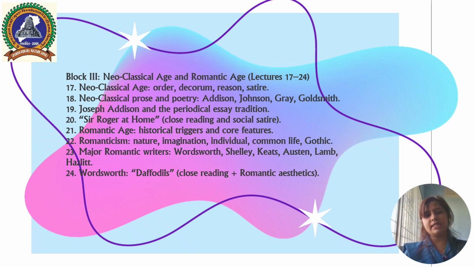Block 3 comprises the Neoclassical Age and Romantic Age. I have divided this block into lectures 17 to 24. We will study the order, decorum, reason and satire of the Neoclassical Age. We will have a close reading of the prose and poetry of the Neoclassical Age and its prose and poetry writers like Addison, Johnson, Gray, Goldsmith.